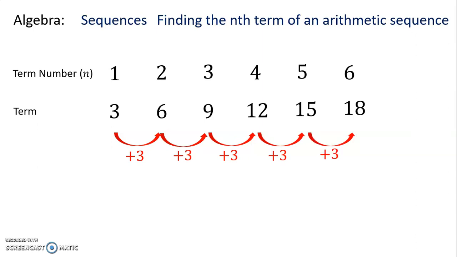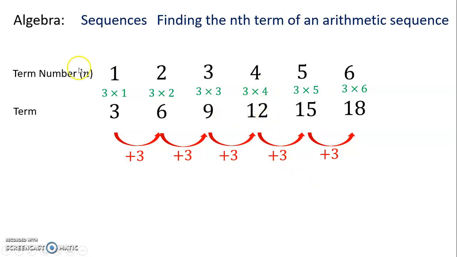But hopefully, because you know your 3 times table, you also know that the first term in the 3 times table is 1 lot of 3. And the second one is 2 lots of 3, which gives us 6. The third term is 3 lots of 3. Then we're going to have 4 lots of 3, 5 lots of 3, and then 6 lots of 3. So you can see 3 times 2 is giving me 6, 3 times 3 is giving me 9, 3 times 4 is giving me 12, and so on.